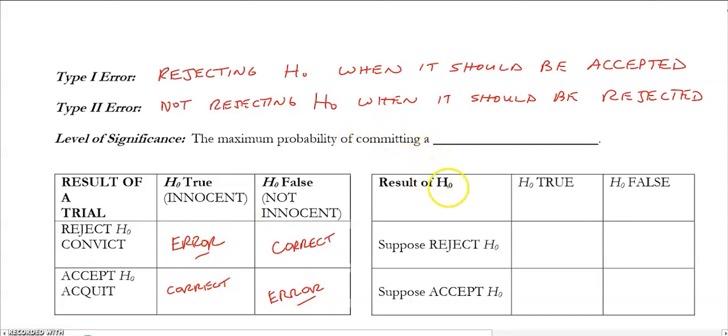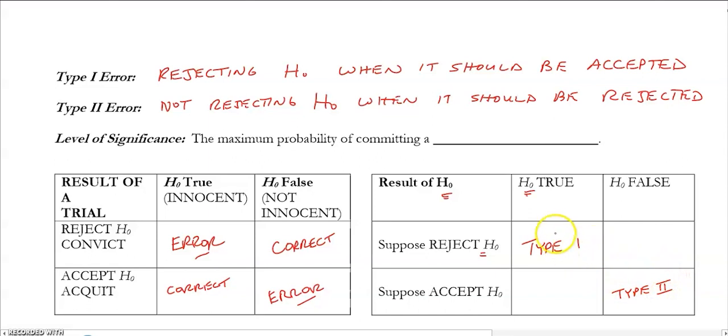So in terms of the results of H naught, these errors are both the type 1 and type 2. When we know H naught is true and yet we rejected it, that's a type 1 error. And this would be a type 2 error.